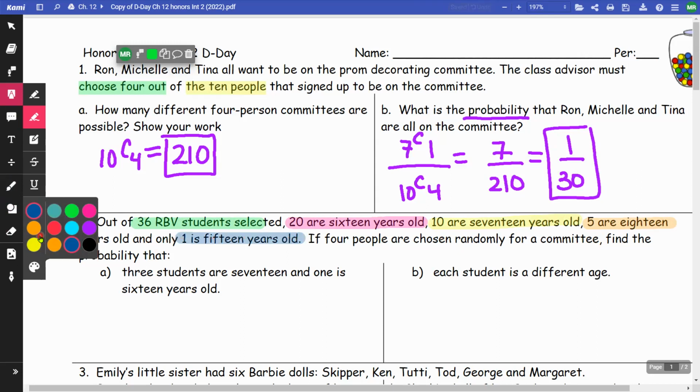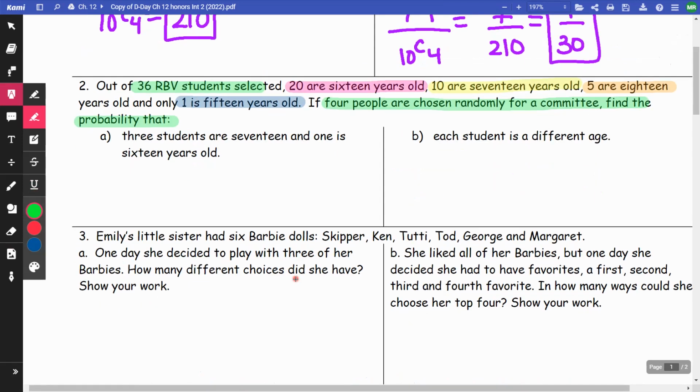Now what we're trying to do is get a 4-person committee. If 4 people are chosen randomly for a committee, find the probability that 3 students are 17 and 1 student is 16.